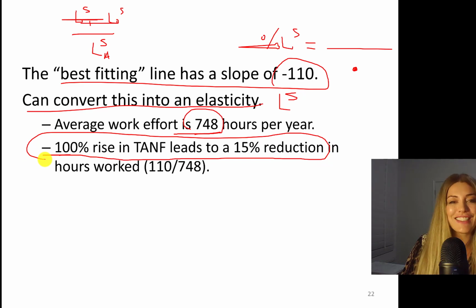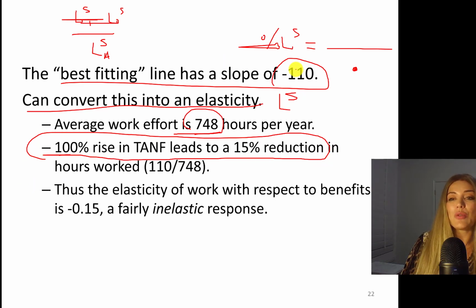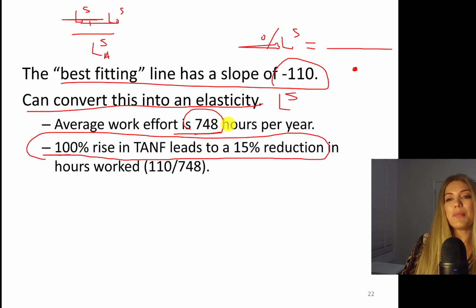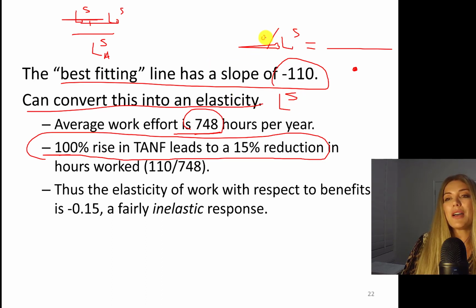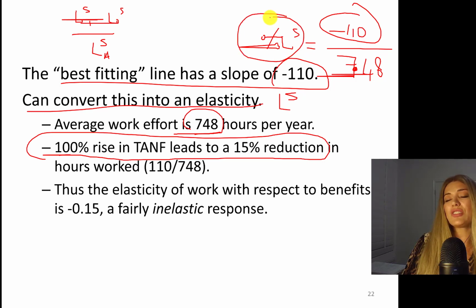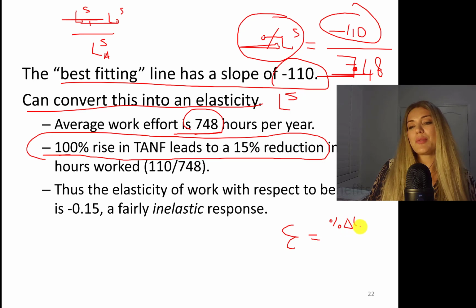How did we find this? What we did is, doubling, a 100% increase in benefits, reduced labor supply by 110 hours. That was the reduction when the benefits doubled. You divide it by 748. This is the percent change in labor supply. So how do you find elasticity? It is the percent change in labor supply divided by the percent change in benefits.